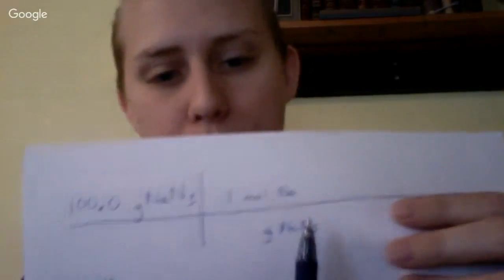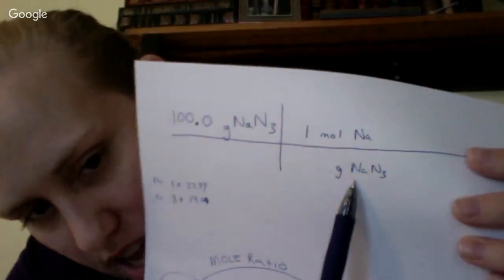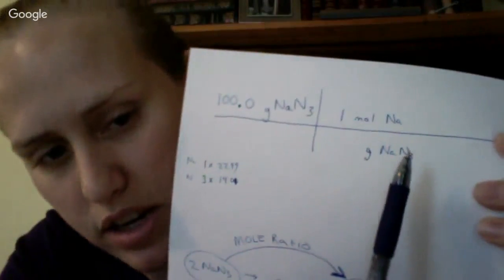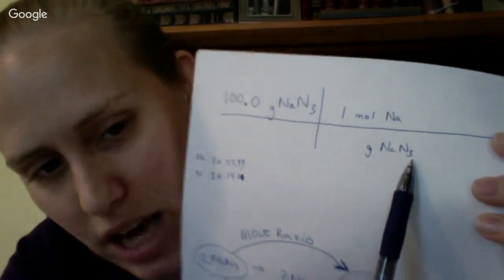So look, we're going to go 1 times 22.99. How many of your N's do you have? Just one. Nope. Look at your subscripts. 2. 3. Here's how you find that out. Look at your subscripts. Sodium is Na. You have one of them because you don't have a subscript. If you don't have any subscript written, you know it's a 1. Nitrogen right here. How many of them do we have?